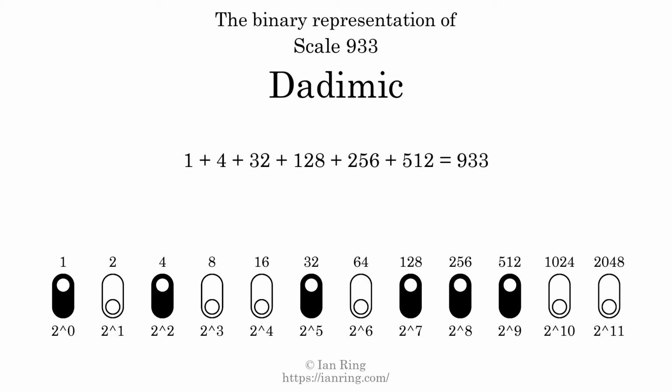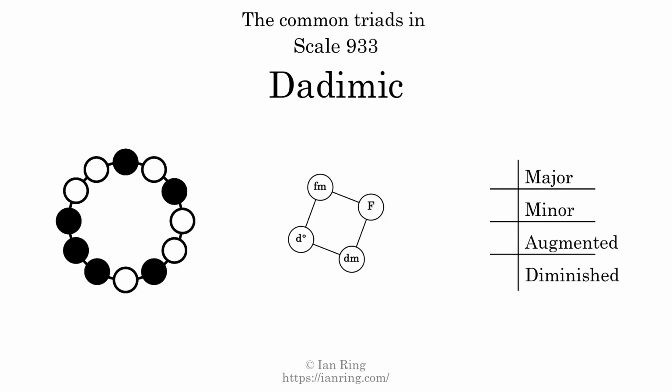The scale number not only enumerates the scale with a unique index, but it also literally describes the tonal content of the scale. Represented as a binary number in base 2, the scale number is 001110100101. Here are the common triads present in this scale.